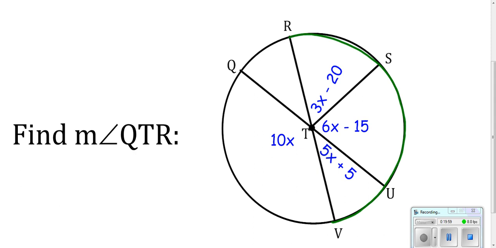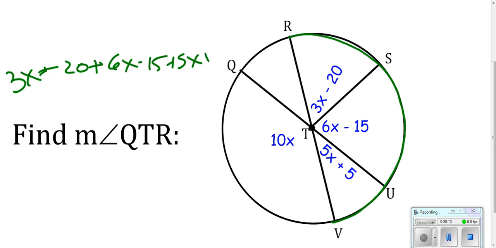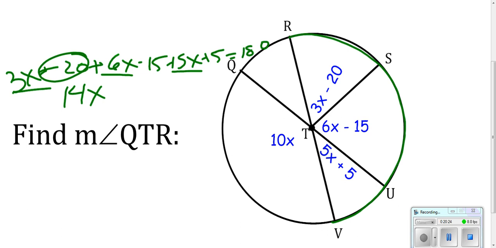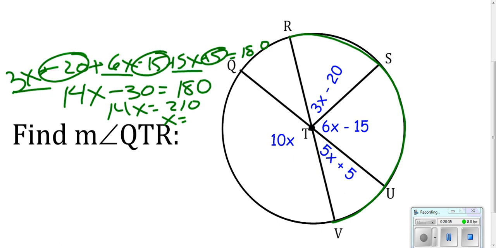So I can write an equation and add up 3x, oh, that's a minus, 3x minus 20 plus 6x minus 15 plus 5x plus 5 and equal it to 180, okay, because they're all on a semicircle. So to solve this equation, 3x plus 6x is 9x, plus 5x is 14x. Negative 20 minus 15 is negative 35, plus 5 is negative 30, equals 180. Now I add 30 to both sides, I get 210. And then I divide, and I get that my x value is 15.